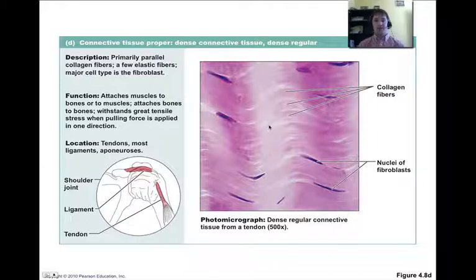So dense regular connective tissue are tendons, ligaments, aponeuroses. These attach muscles to bone or bones to bones, and they have great tensile strength and can withstand lots of force in one direction.